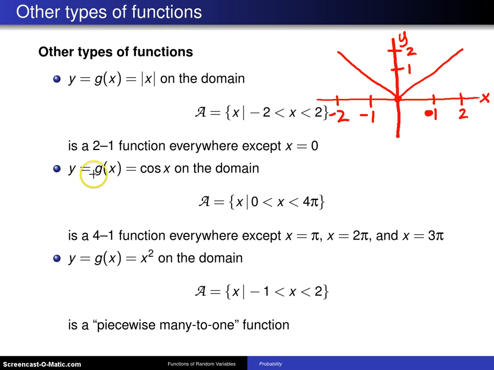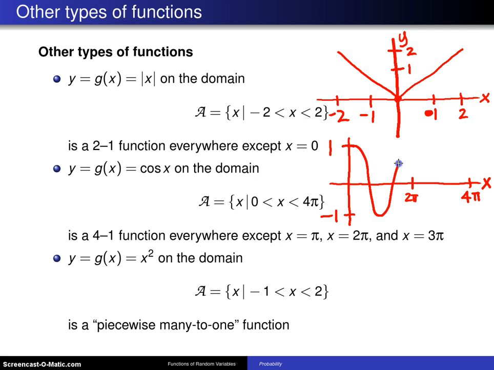Here is a second example. y equals g of x is the cosine of x on the domain x values from 0 to 4 pi. So in this particular case, if you put x on this axis and you run the y-axis from -1 to +1, here is 2 pi, and here is 4 pi. This will look something like this. It'll go down, do one cycle from 0 to 2 pi, and then a second cycle from 2 pi to 4 pi.